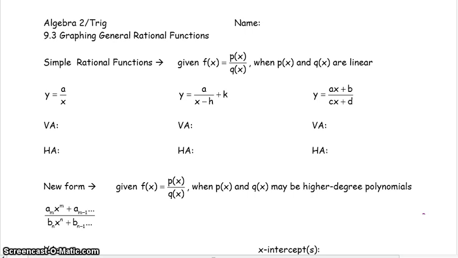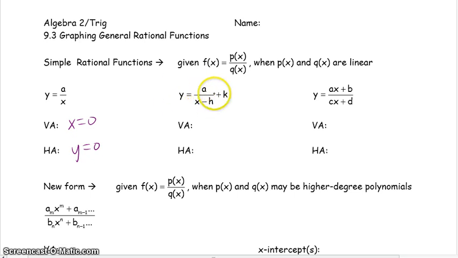So just as a brief overview, what we did yesterday for 9.2, that's simple rational functions, was given that our function f of x equals p of x over q of x, where p of x and q of x are linear, so that just means there is 1 x in the top and 1 x in the bottom. And given that, with this general equation, a over x, our vertical asymptote was x equals 0, and our horizontal asymptote was y equals 0.